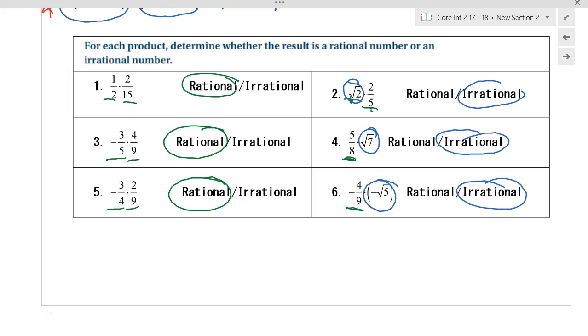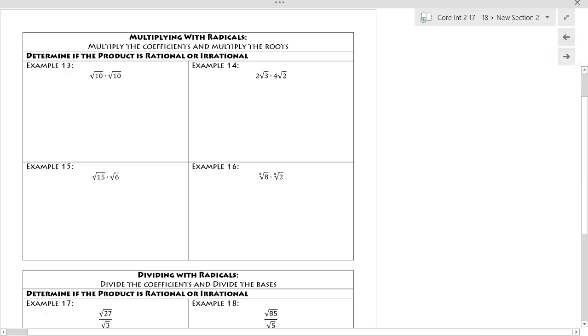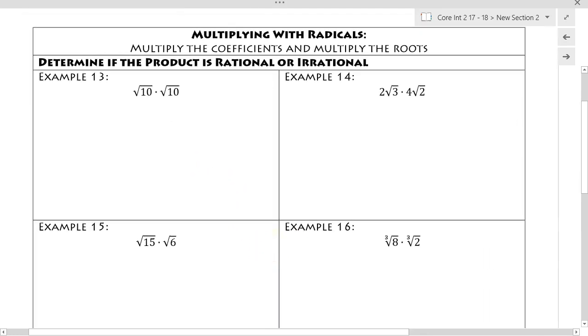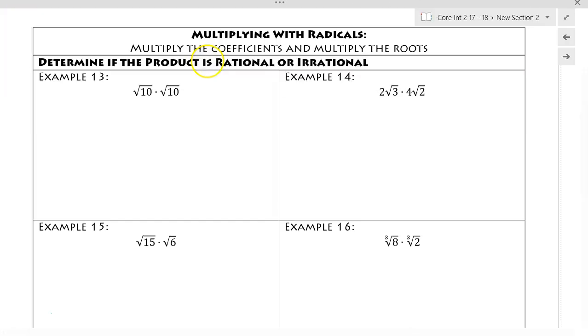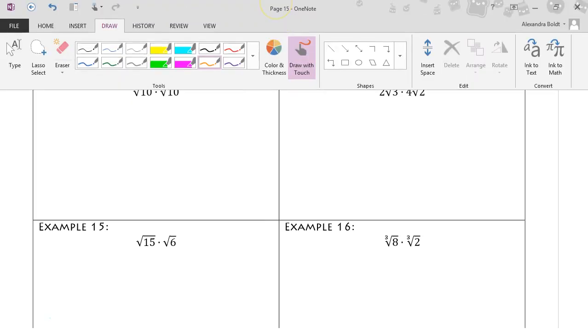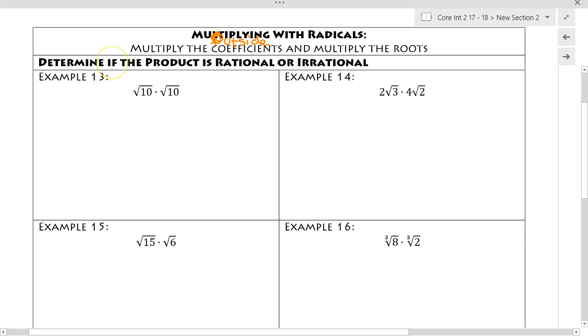Let's look at some examples of how we actually multiply with roots. Multiply and divide. Alright, looking at example 13. When we're multiplying with radicals, multiply the coefficients and multiply the roots. So basically how I think about it, multiply the numbers outside, multiply the inside. Okay.